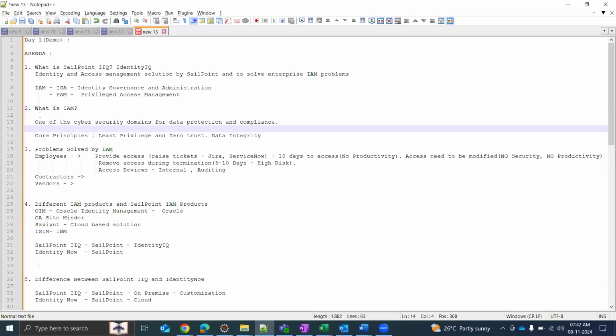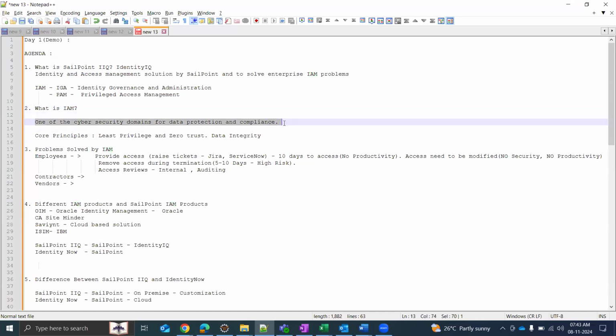Okay. So by following these principles and by adhering to those compliance rules, we also implement security for the organization. So this is what this IAM completely does. And we are going to make use of this SailPoint IIQ tool to implement the security standards that we are discussing currently.